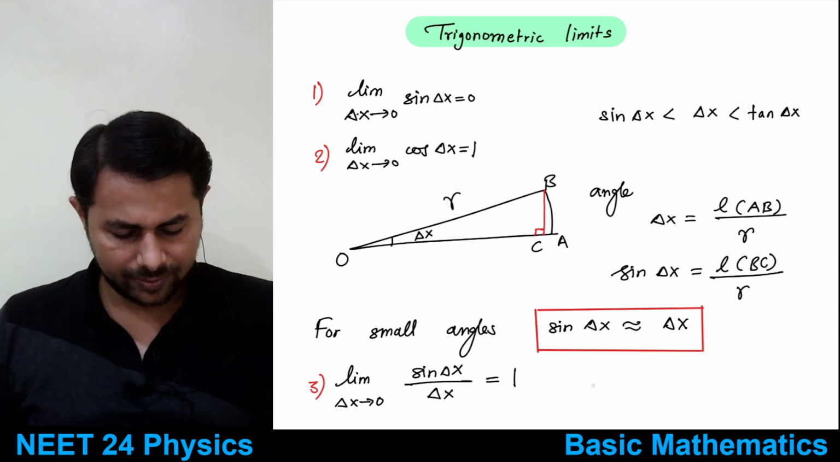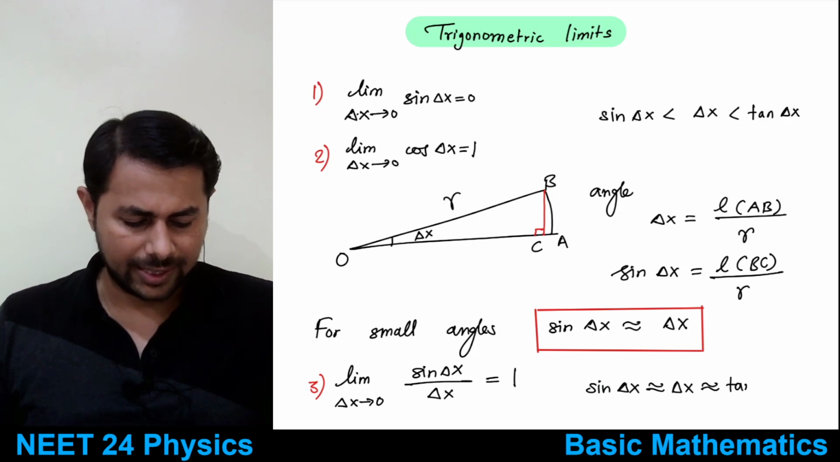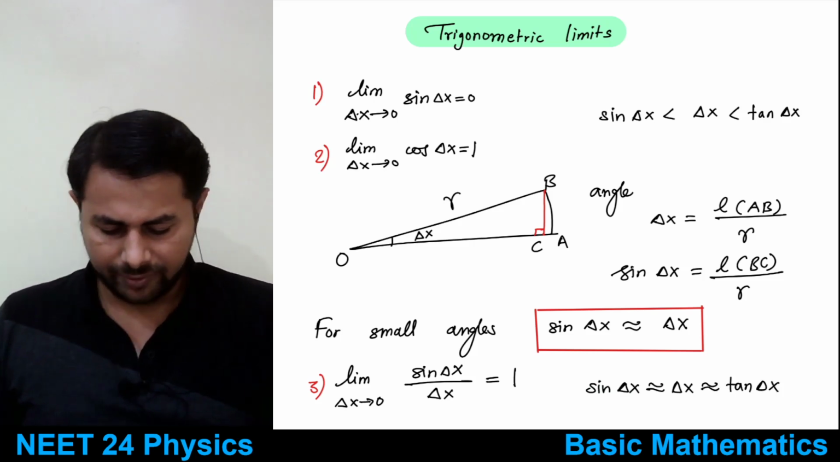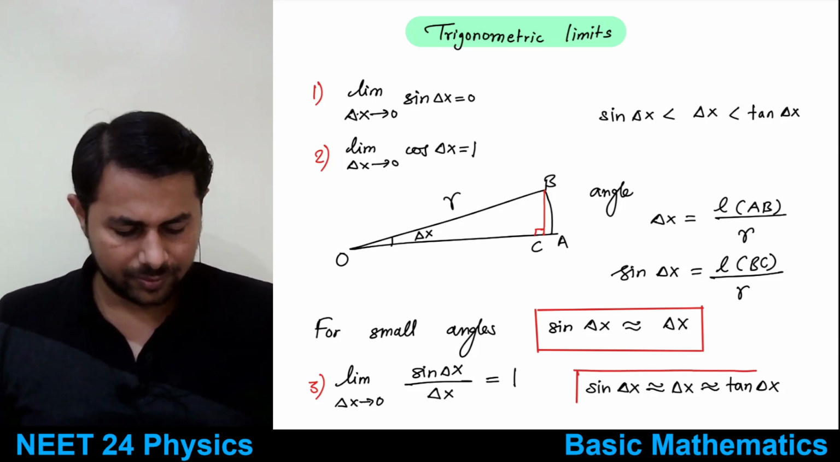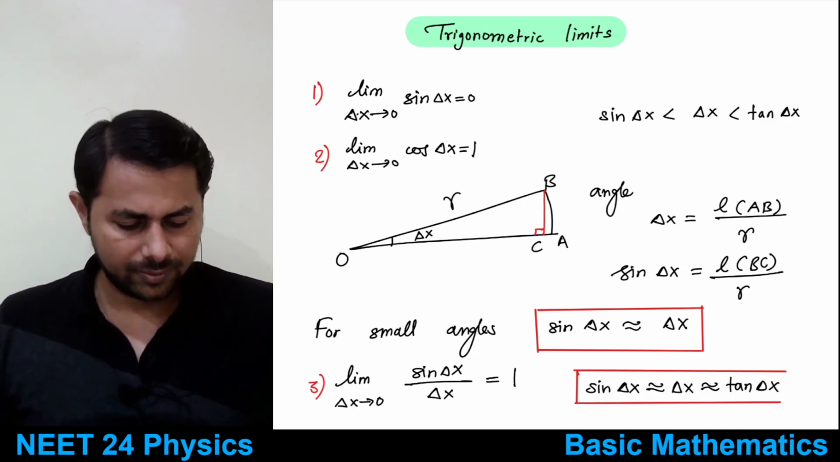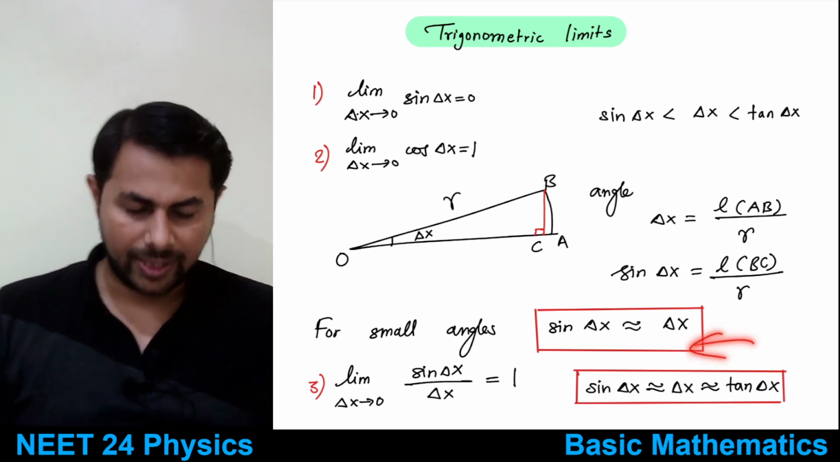Sine of delta x is nearly equal to delta x, and it's nearly equal to tan of delta x when the angle is very small. Alright, very good. So this thing we need to remember, right?